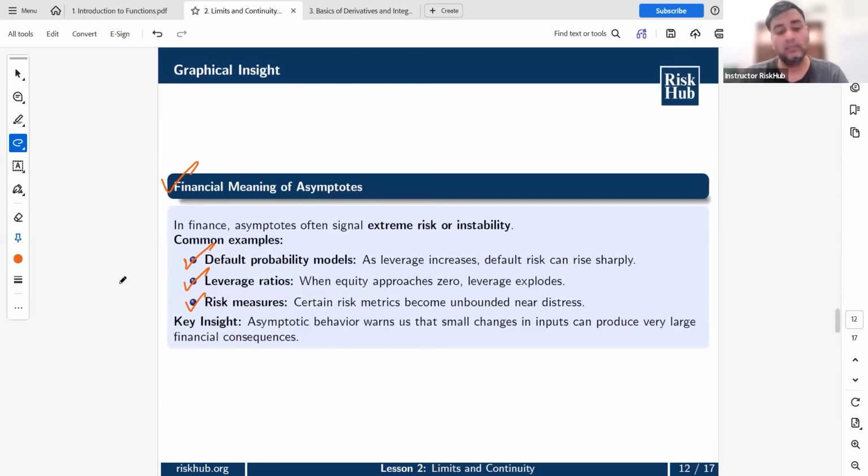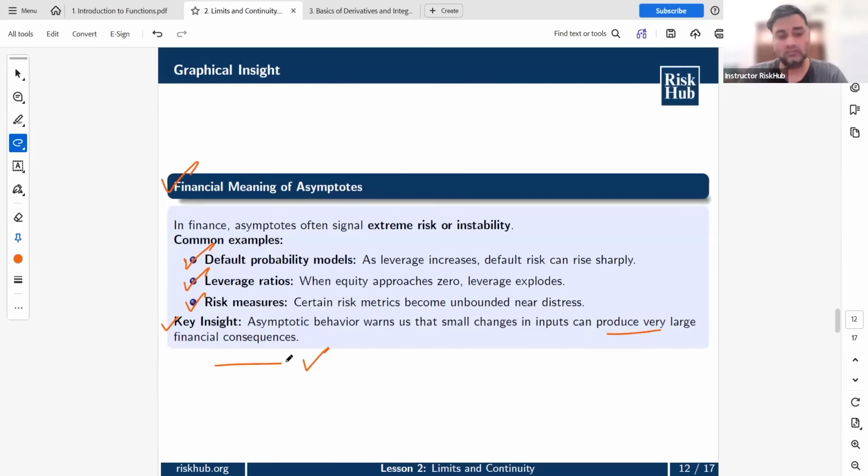Risk increases rapidly. So the key insight which you have to take away is that asymptotic behavior warns us that financial systems can become unstable very, very quickly. Small changes in your inputs can cause massive financial consequences. That is why risk managers should monitor the variables when they approach the critical threshold, and that's why the critical threshold has to be understood properly.